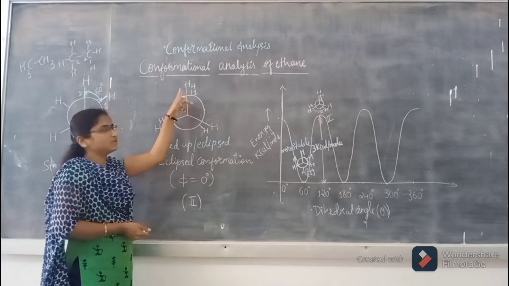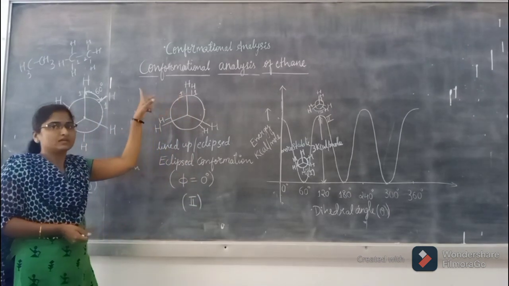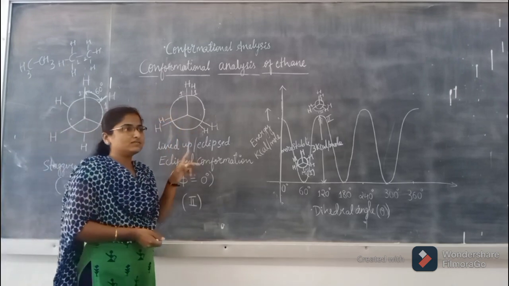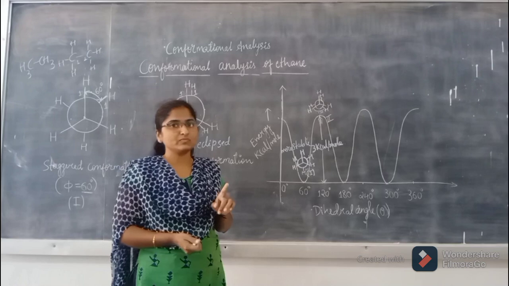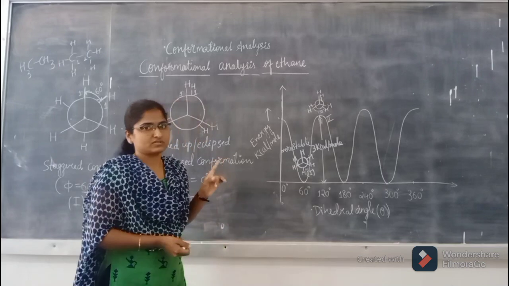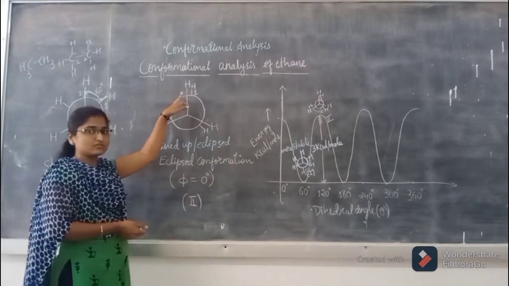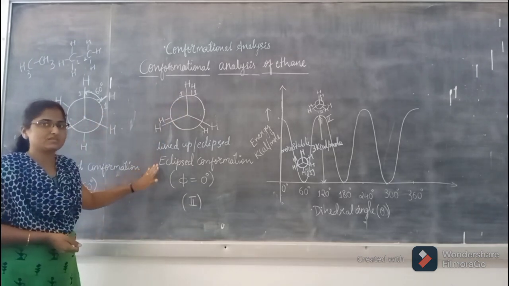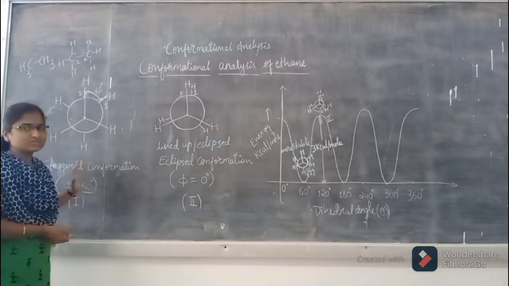Why? Because the two hydrogen atoms are nearer to each other. They are lined up on each other, and there you observe a repulsion between the electrons in the bonds. Because of this reason, the eclipsed conformation is less stable when compared to the staggered conformation.